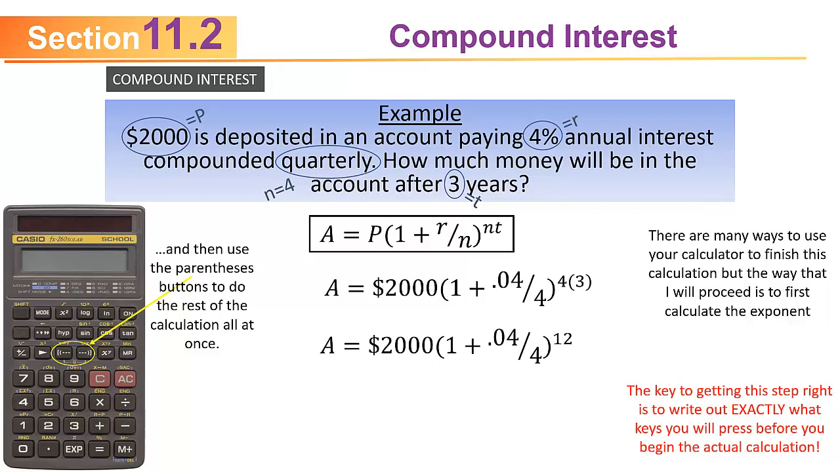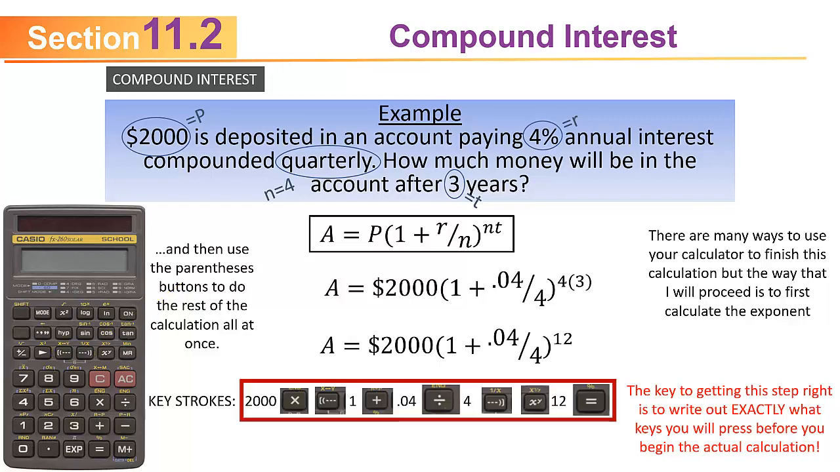How do you use it? Well, I would suggest that you actually write out what you're going to type in before you even start to minimize the mistakes, and I think I can explain to you why that might be helpful. If you look at this problem, these are the keystrokes, and if you write them out before you even start typing them in, you're less likely to make mistakes. So for instance, the first thing I'm going to do is enter 2,000.